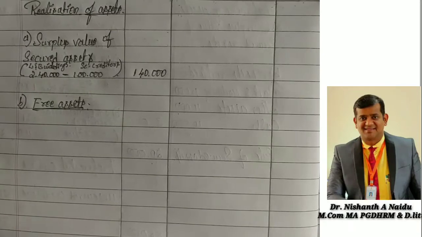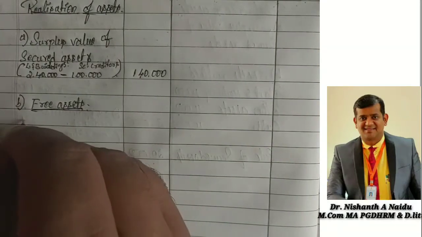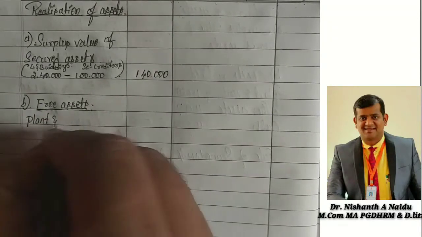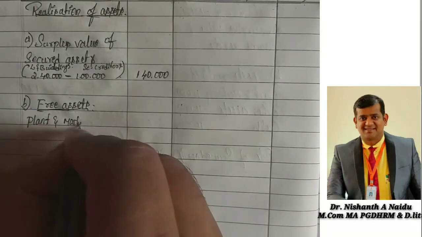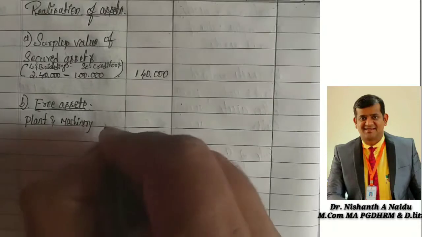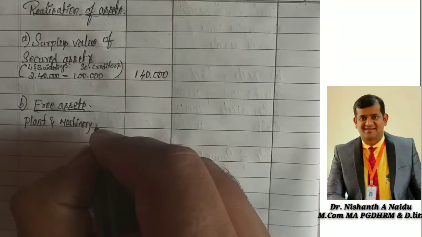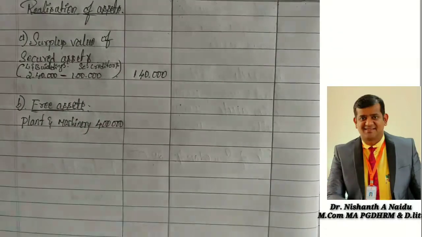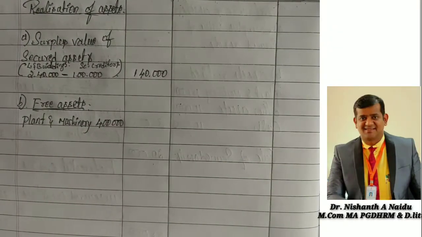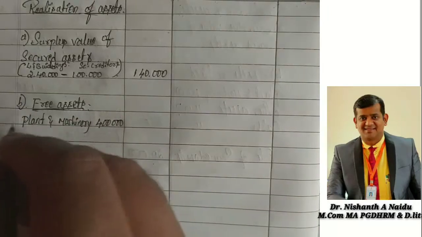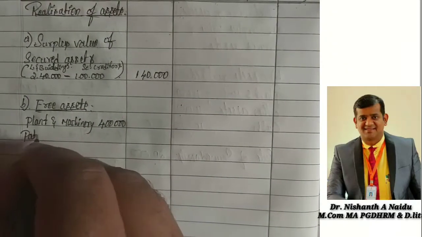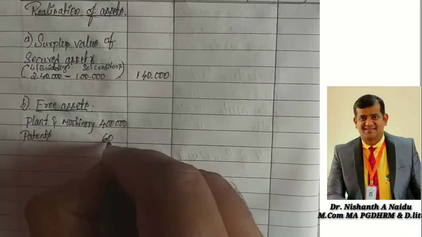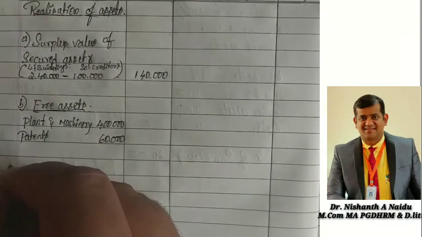So first I am going to write plant and machinery. Plant and machinery realized for how much? Check out plant and machinery, realized value, that is in the adjustment. Realized for 4 lakh, correct? Inner column I am writing 4 lakh rupees. Then I have patents, correct? That is also realized. Patents has been realized for 60,000 rupees. So 60,000 I have written.